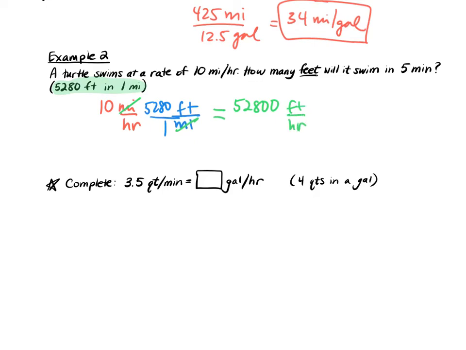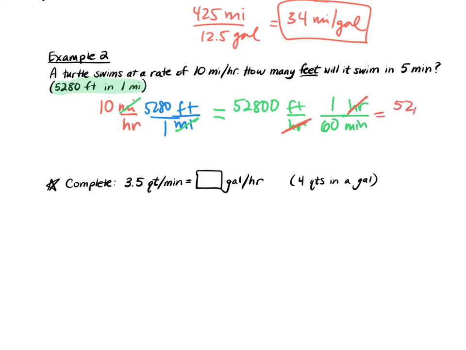Okay, but we want feet, first we need feet per minute, then we can multiply by 5 to get 5 minutes. We want the minutes on the bottom, which means we have to get hours out. So how many minutes are in an hour? We have 60 minutes in 1 hour. So our hours, we put the hours on top because we want to cancel them. This is on the bottom, this is on the top, they cancel. So we can multiply across.